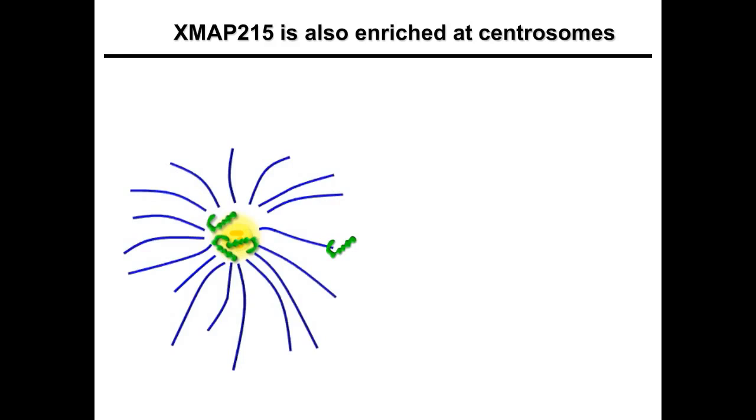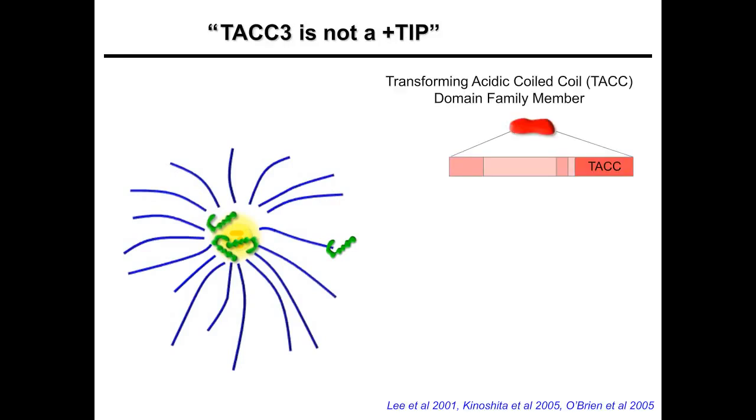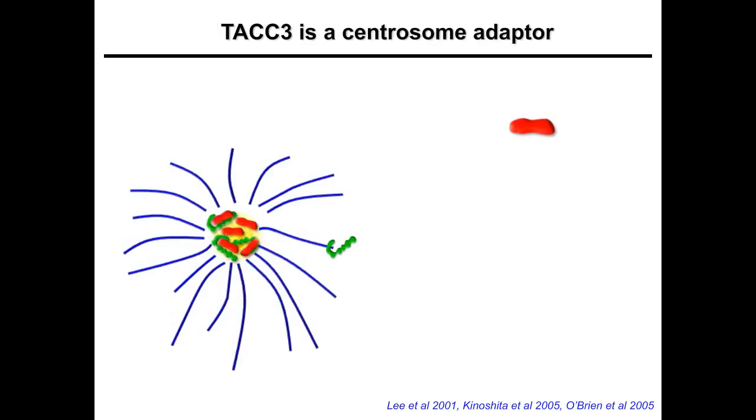This is where TACC3 enters the scene. TACC3 was not described as a plus tip. It actually was published in the literature that it did not bind to microtubule plus ends. TACC stands for transforming acidic coil domain. And its function was that it was a centrosome adapter. And its main microtubule regulatory behavior was that it could bind to XMAP215 and recruit XMAP to the centrosome so that XMAP could load onto microtubules. So TACC3's function in regulating microtubules was thought to be very indirect.